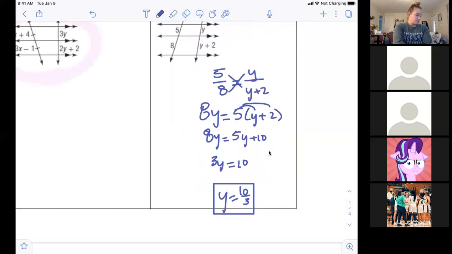All right, that was all side splitter theorem stuff. Does anyone have questions on that type of proportion setup? Hey, Miss White. Yeah, Abby. So like for this question, if I didn't do 5/8, could I do 8/y+2 equals 5/y, and would that still work? That should work. So you said 8/y+2 and then 5/y. Yeah. Mhm. Okay. A good question.